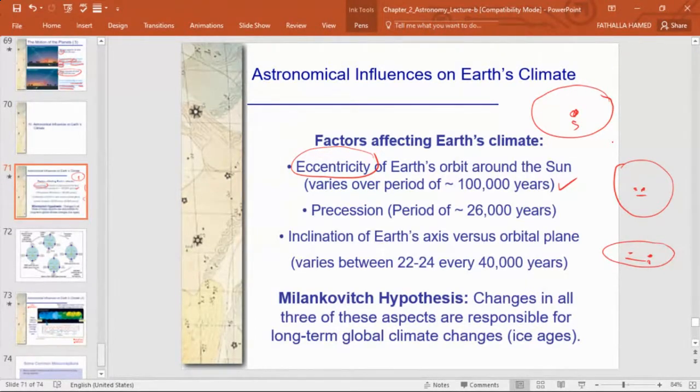And we already talked about the precession, and we said it takes 26,000 years. And the tilt, which is now at 23.5 degrees, varies between 22 and 24 degrees, and that basically happens over a period of 40,000 years.